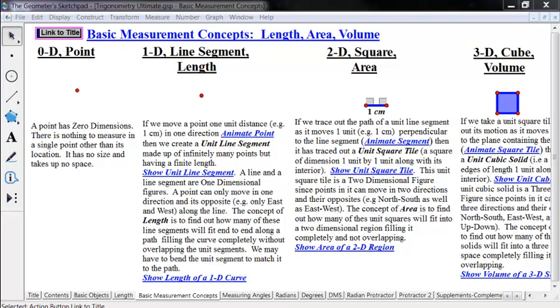In this video we're going to be talking about some basic concepts of measurement. So first we're going to start talking about the idea of dimension and measurement in each of these dimensions. So first of all we start with the point.